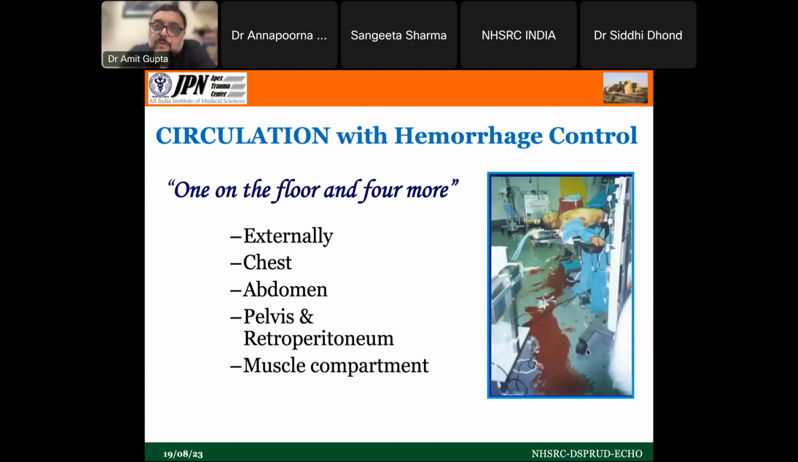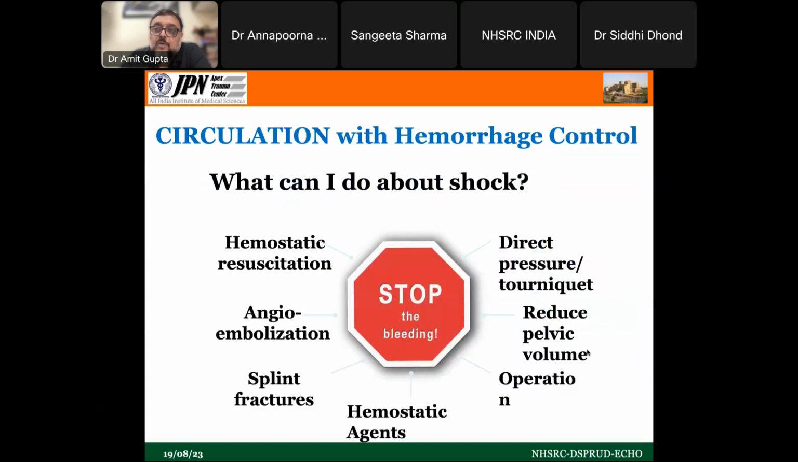Now, there are only 5 sites of bleeding in trauma from where a person can bleed to death. Try to identify those sources of bleeding. One is external, that means blood on the floor. And 4 more. What are those 4? They are the bigger cavities of the human body, which are chest, abdomen, pelvis, along with the retroperitoneum, because most of the pelvic bleeds would bleed into the retroperitoneum. And finally, the muscle compartment or the long bones, that means fracture of the humerus. So all these can actually bleed you till class 4 hemorrhagic shock. You need to do something.